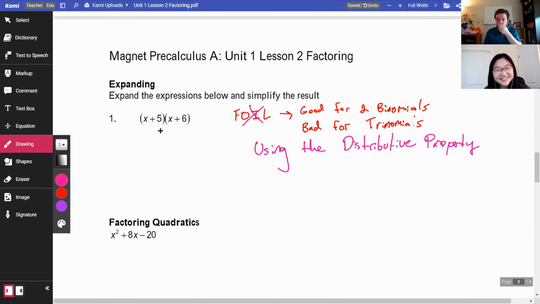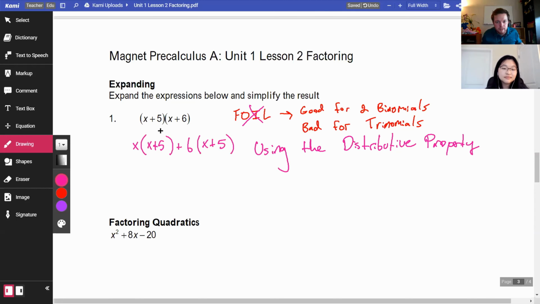All right, so let's do it. Let's use the distributive property. So let's distribute this x plus 5 to the x and to the 6, like we did in the previous example. That was reversed, though. We're going to do it in the correct direction. X plus 5 times x, that's just going to be x times x plus 5. And x plus 5 times positive 6, that's just going to be positive 6 times x plus 5.